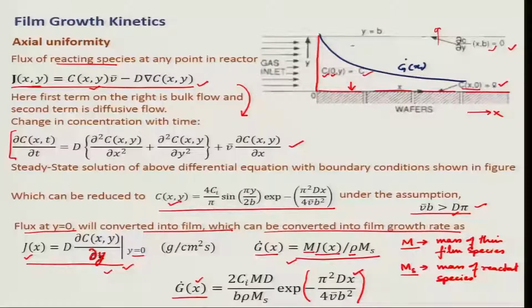And since the deposition rate is decreasing exponentially with x, my deposition rate at various points or various wafers would be different, and I will not have uniformity. Now, how do we counter this problem if for some reason we are bound to have a reactor like this? Rather than keeping wafers along the axis, we can keep the wafers at an incline.